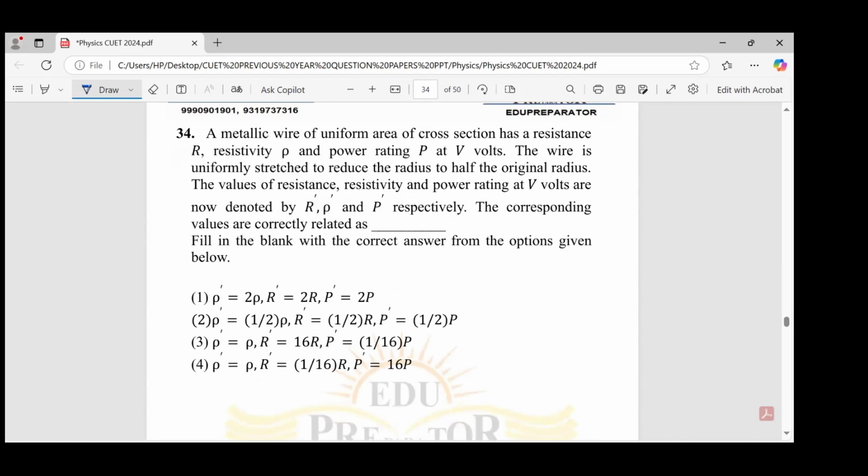Now this question, if you read, you will find that this question is based on the concept which you have already studied in 12th also and you have done in 10th class also. When we stretch the wire, we find that resistivity is not affected, right? So resistivity is not affected. That is a very important factor.